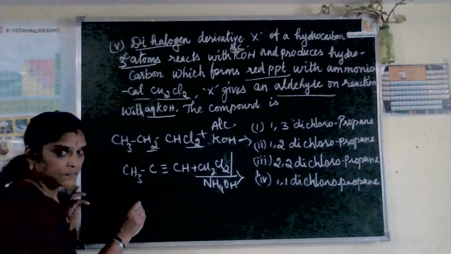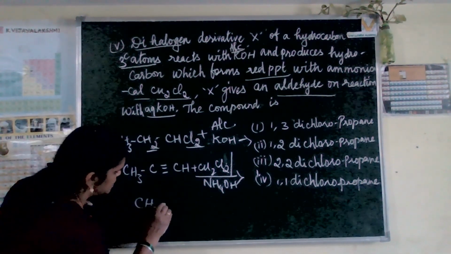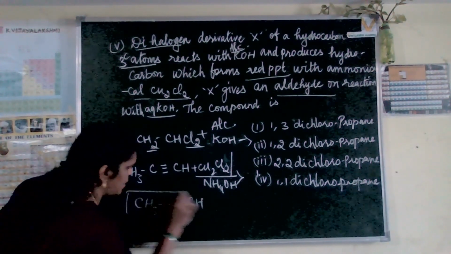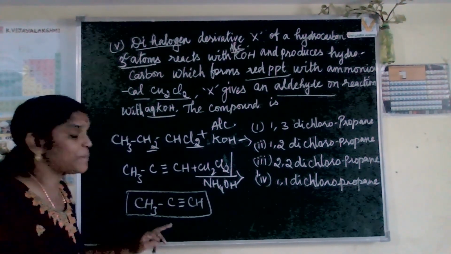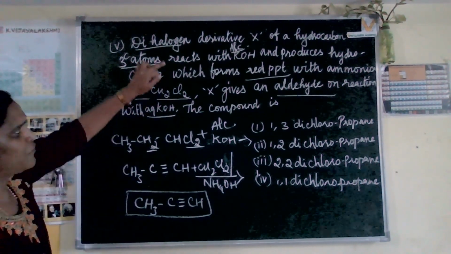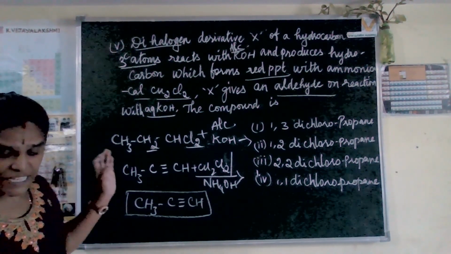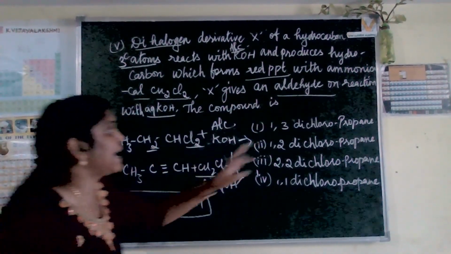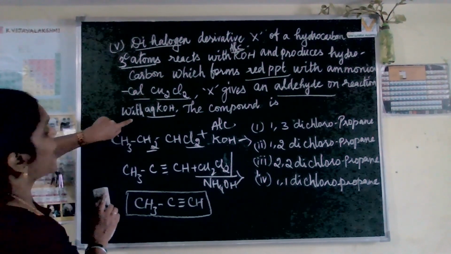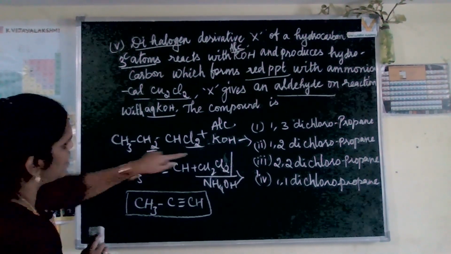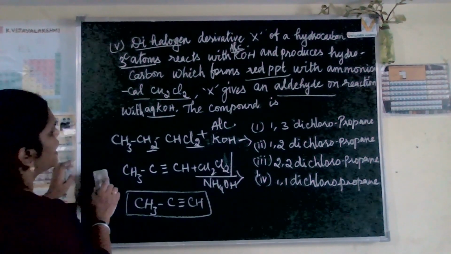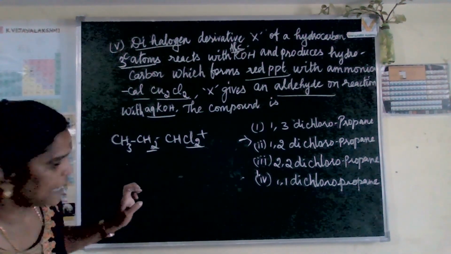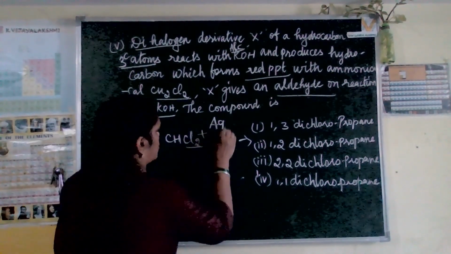CH3 C triple bond CH. So actually this is the red precipitate. You are getting the alkyne propyne. Yes, you got the first answer. Now the second answer, what they are mentioning: it gives an aldehyde on reaction with aqueous KOH. So this was alcoholic KOH. Now let us go for aqueous KOH.